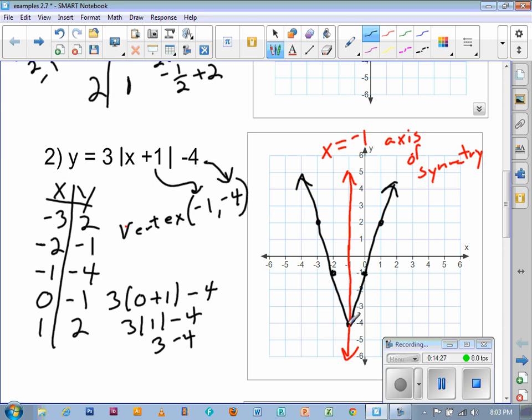So as you can see, I started at (-1, -4). And now I plotted points. I put 0 in, for example, and I always put 1 in either above or below the vertex's x-coordinate, and then find out what that is, which was a negative 1.